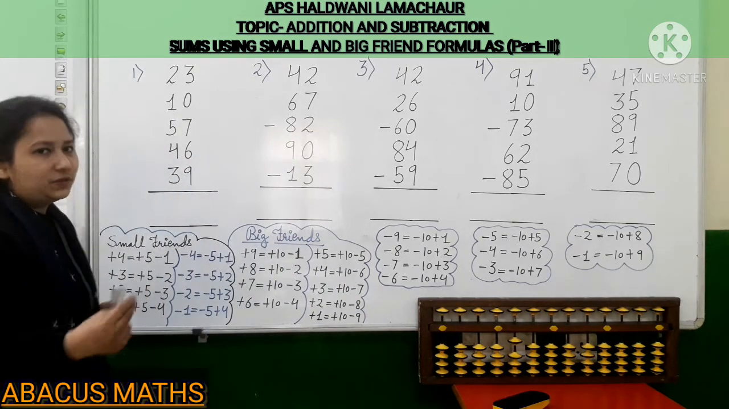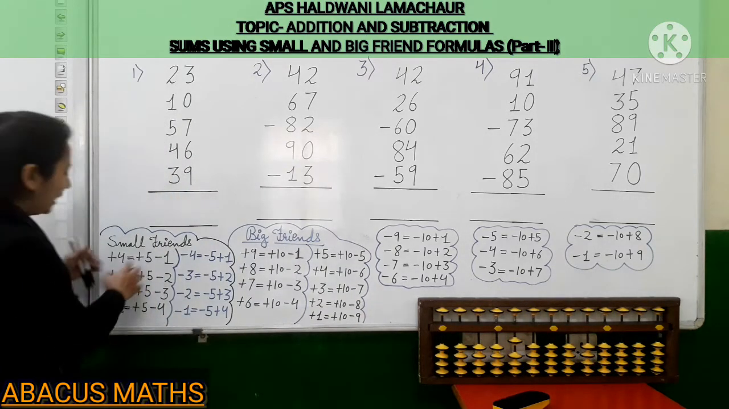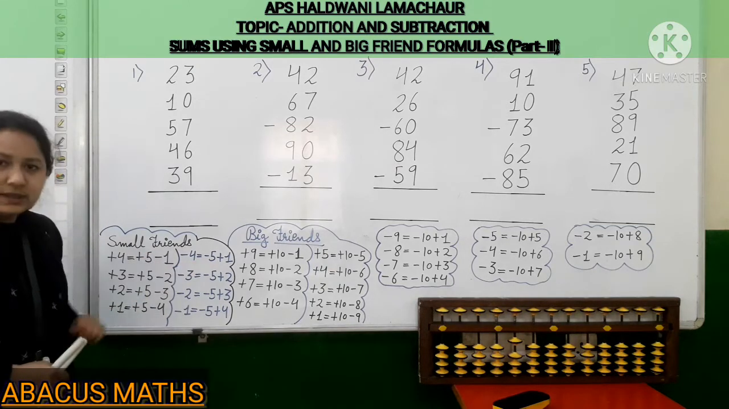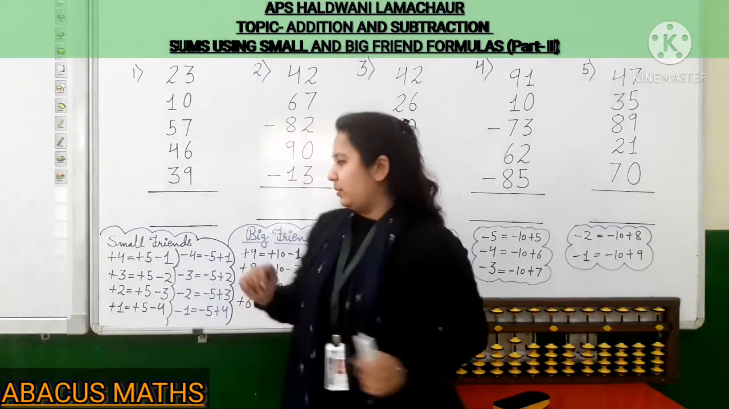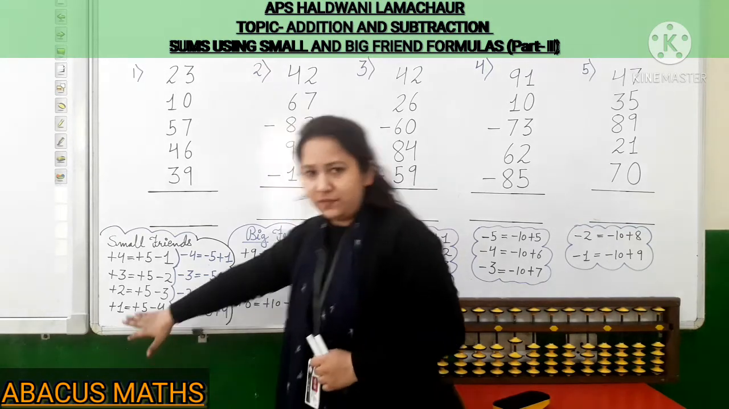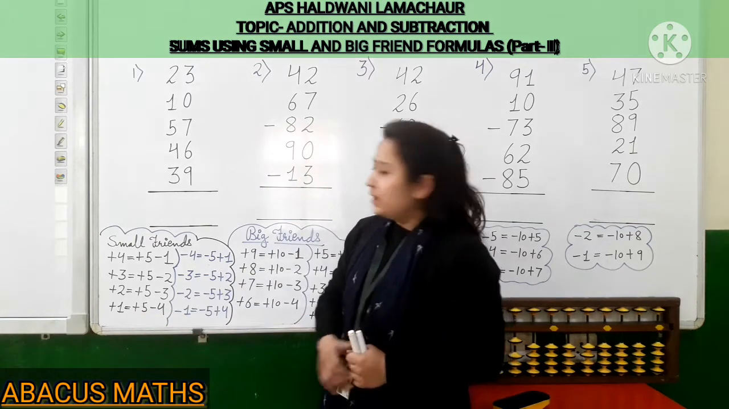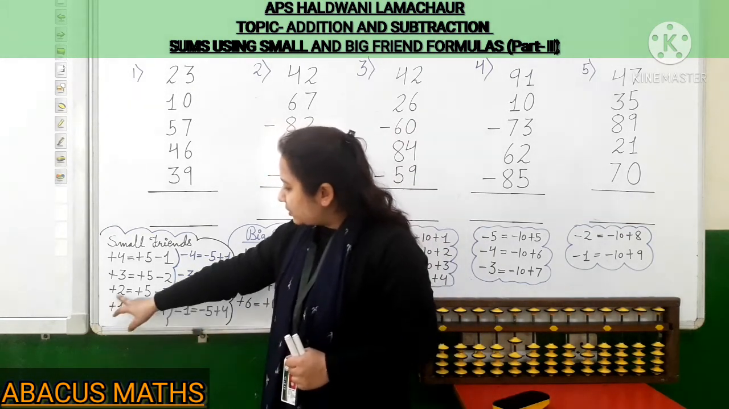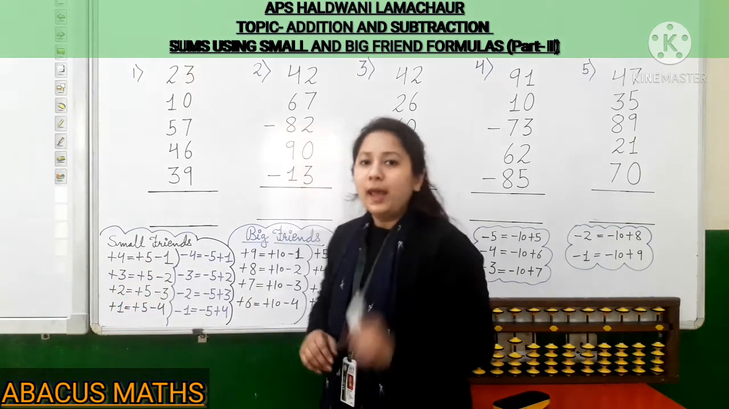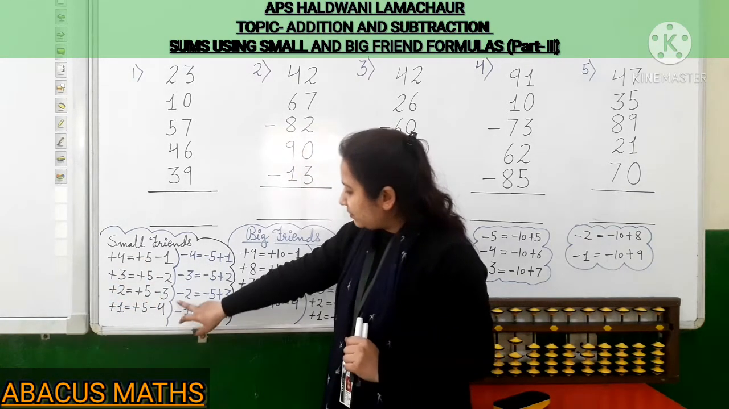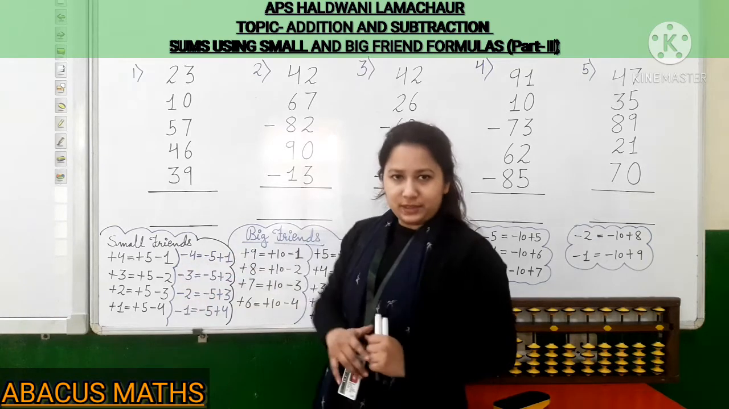Now let's first of all revise the formulas. As you can see, small friends. In small friends there are two types of formulas. One is for addition and one is for subtraction. In addition there is plus 1, plus 2, plus 3, plus 4. In subtraction there is minus 1, minus 2, minus 3, minus 4.